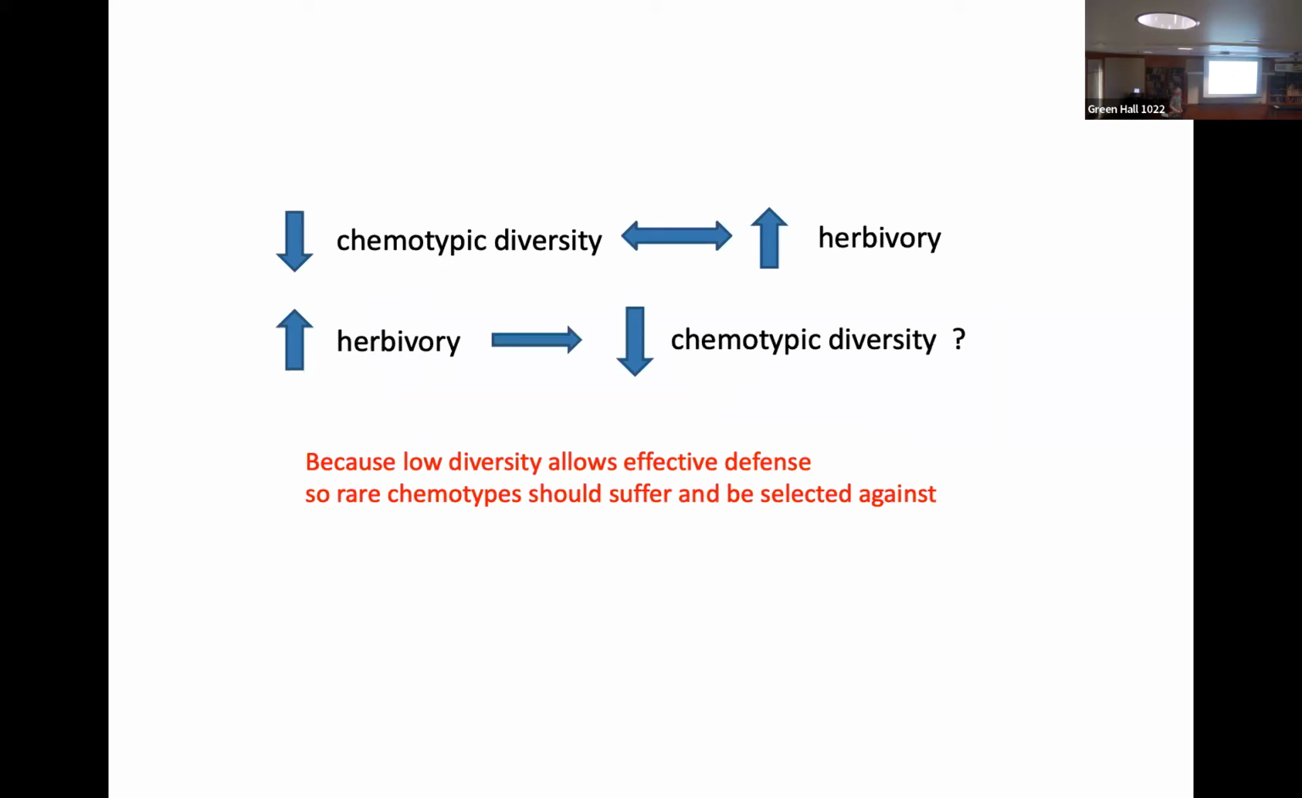And so I think the argument that I am trying to make, that I'm interested in seeing if this flies with this group, is that herbivory is driving chemotypic diversity because low diversity allows plants to effectively communicate with their neighbors, to eavesdrop on their neighbors. And rare chemotypes will suffer and be selected against. Yeah, so I'm interested in hearing what you think about that.